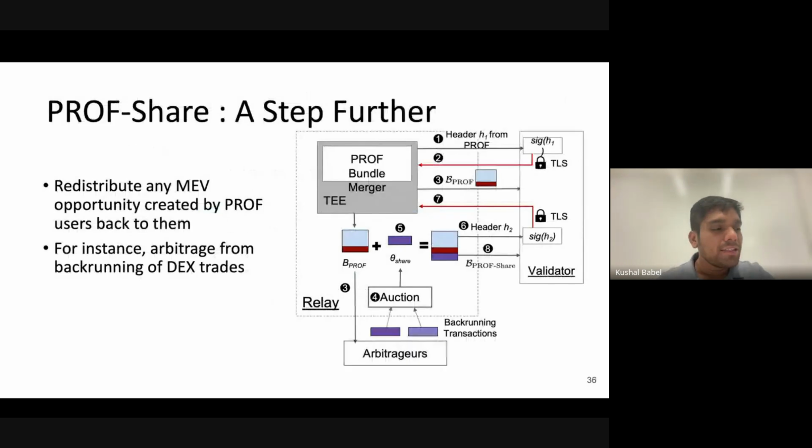Okay, so this is a design that we call prof share, inspired by the name MEV share. This takes prof a step further. As you can see here, steps 1, 2, and 3 are the same, where you supply the header to the validator and release the prof-enriched block once you get the signature. But now something different happens. Once you have got the commitment from your prof-enriched block, you release the entire block for auction, a backrunning auction, which is step 4 here. You can release the entire block safely for the auction. And now people can submit backrunning bundles and redistribute the MEV back to users from this backrunning.